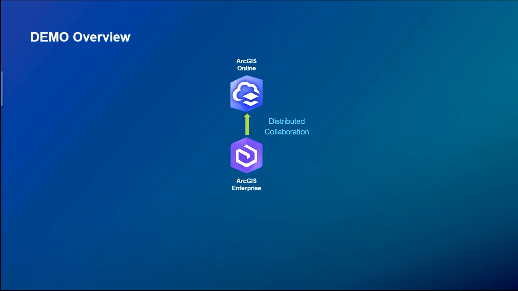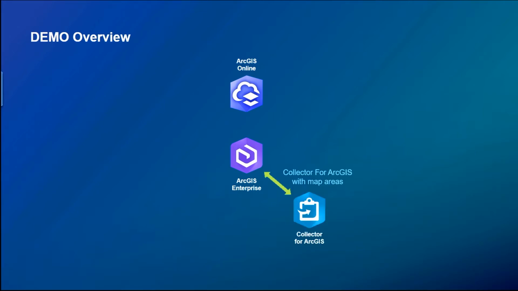But at the same time, I want to manage my data within my enterprise. So then I want to send my field workers out. Potentially, they're going to make edits in Pro and sync those in, or they're going to use Collector for ArcGIS and map areas, take data offline, make edits and sync those in. And then all of that can be synced up to the ArcGIS Online account through distributed collaboration.